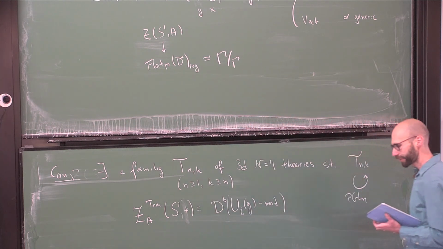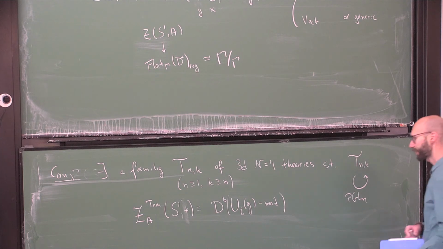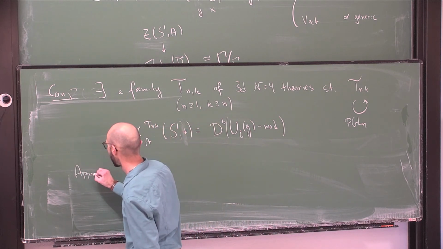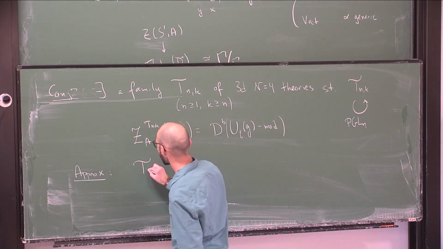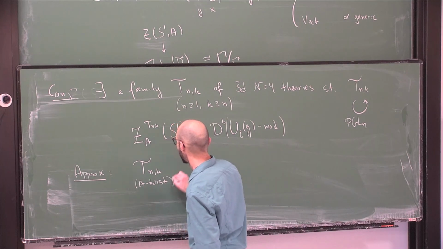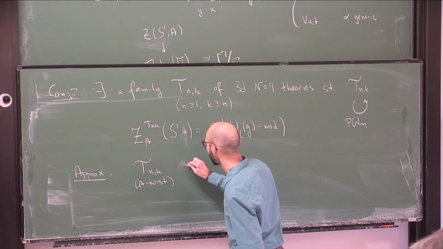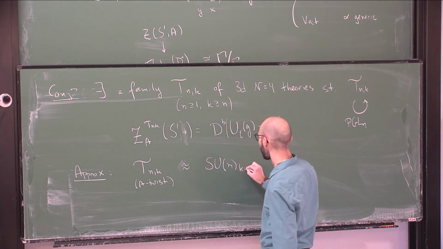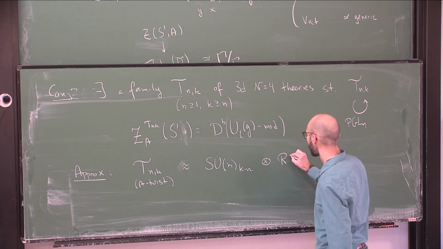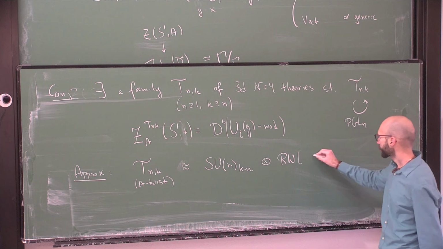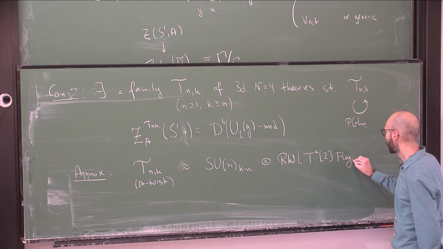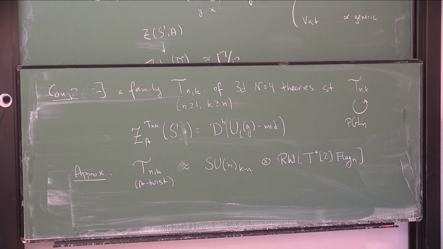Defining the theories, I don't think I can do it in a way now fully that's going to make a lot of sense, but I will say what they are approximately. So T_{n,K} in the A-twist is approximately Chern-Simons theory for SU(N) at level K minus n, tensored with Rozansky-Witten theory on the twice-shifted cotangent bundle of the flag manifold for SL_N.